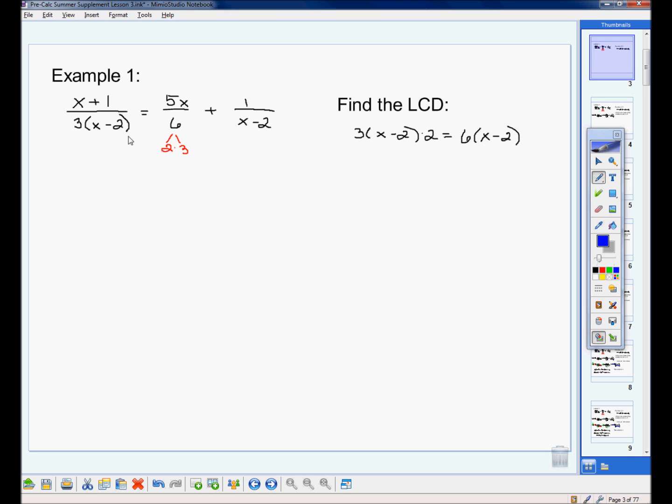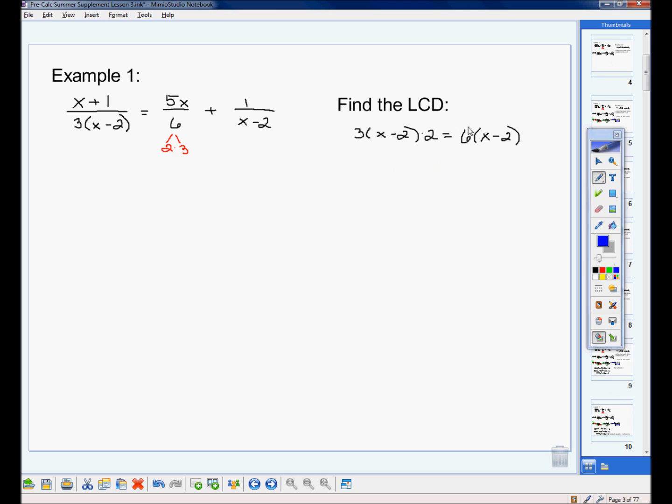You have to check all the fractions involved. 3 times (x minus 2). You need an extra 2 because this one's got a 2 times 3. X minus 2 is already taken care of, so you don't have to bring in another one of those. We simplify it, and here's our least common denominator. Now here's the interesting thing about these problems. Once you've found this least common denominator, you need to multiply it times both sides of the equation.